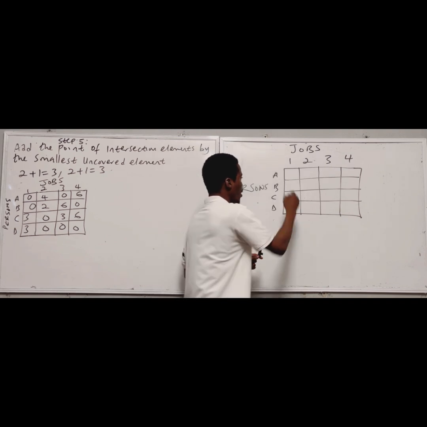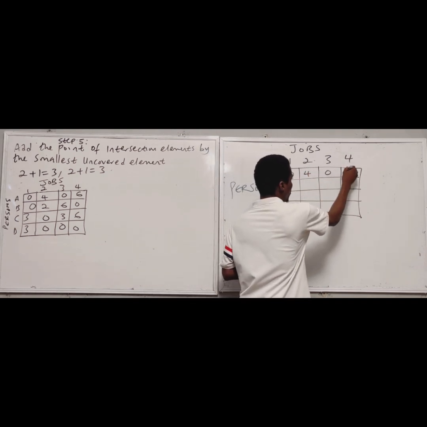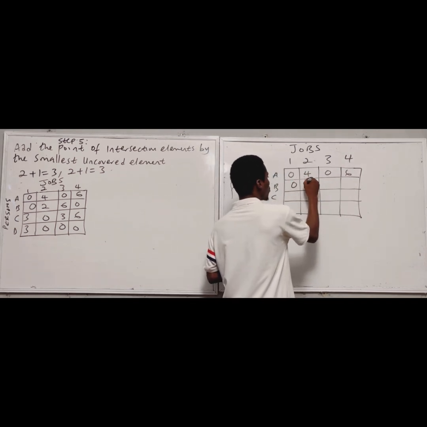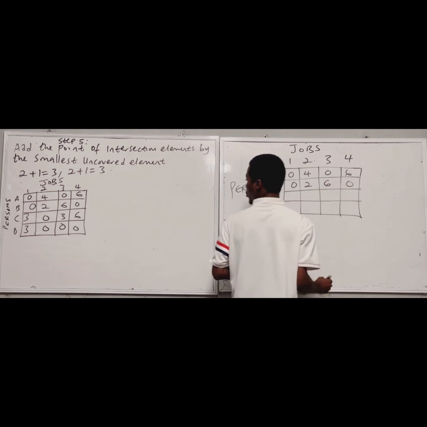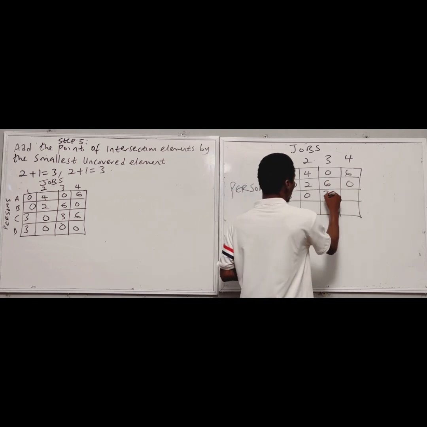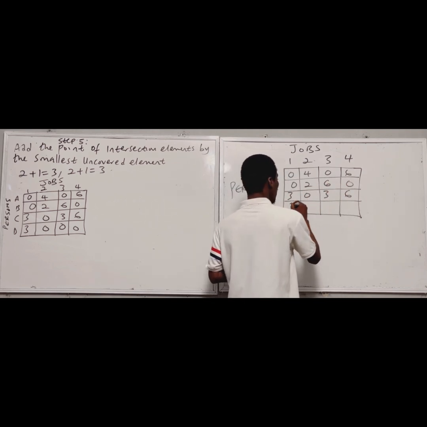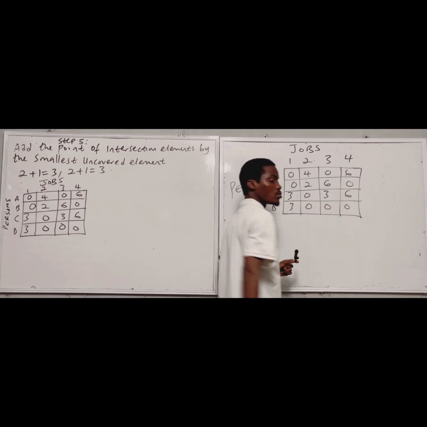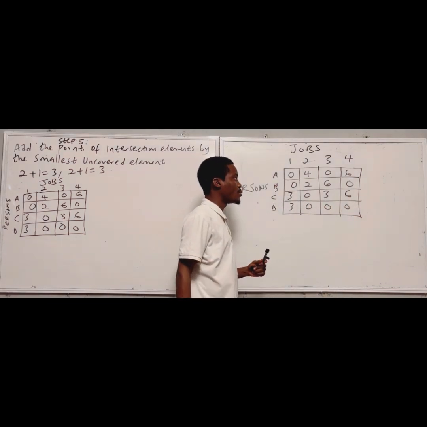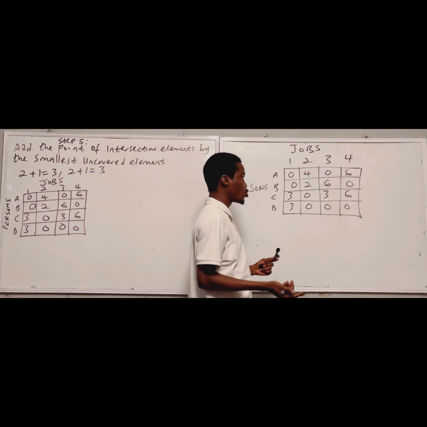So in my first row I have 0 4 0 6. My second row I have 0 2 6 0. My third row I have 3 0 3 6. And my fourth row I have what? 3 0 0 0. So it means I want to cover this element. So wherever I see 0, I'm going to cover it.